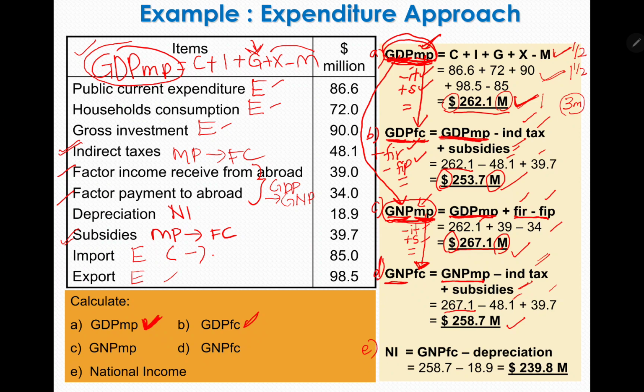And the last one is the formula for national income. Go back to the formula. What is the formula for national income? National income equals GNP FC minus depreciation. In this case, you already have this GNP FC. What you can do is you can just take the value for this GNP FC and then you minus depreciation. So go to your table and minus your depreciation, you will get your national income. And remember, if you cannot find the term depreciation in the table, try to look for capital consumption.